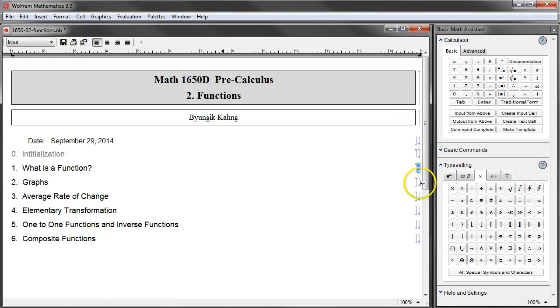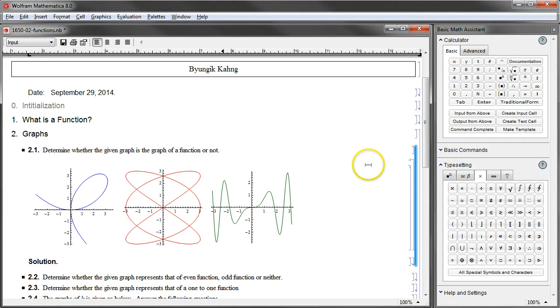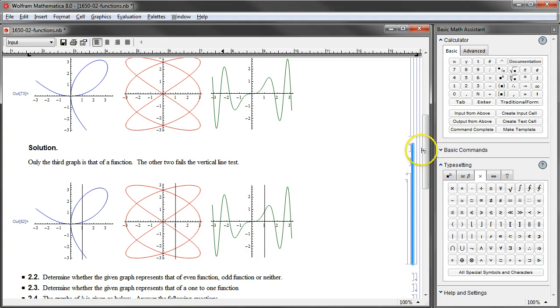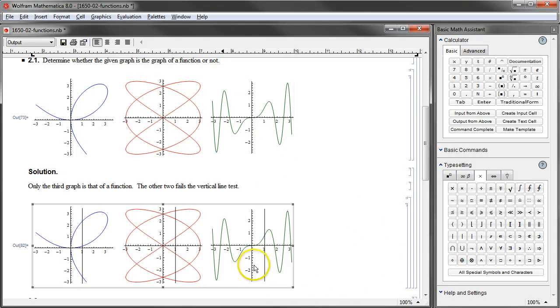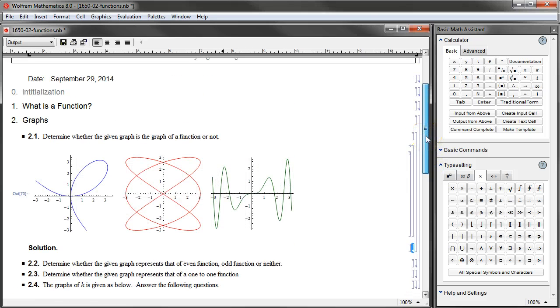Okay. Next, let's talk about graphs. A graph of a function must follow something like the vertical line test, kind of like this. From this, you can see that only the third graph, this green graph, is a graph of a function, because given an x coordinate value, only one and exactly one y coordinate value must be assigned, just like you cannot be in two different places at the same time. Blue and red are not functions. Green is. That's obtained by the so-called vertical line test.